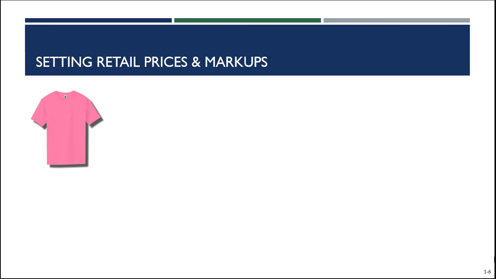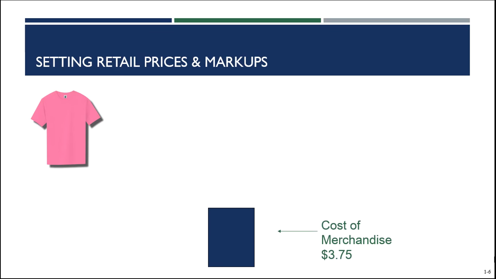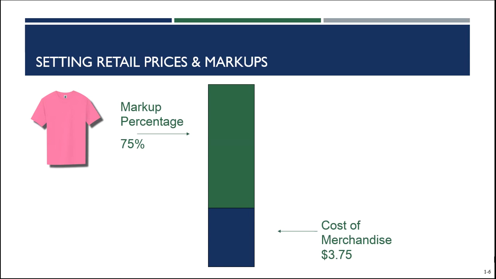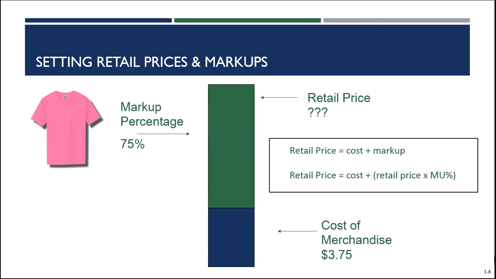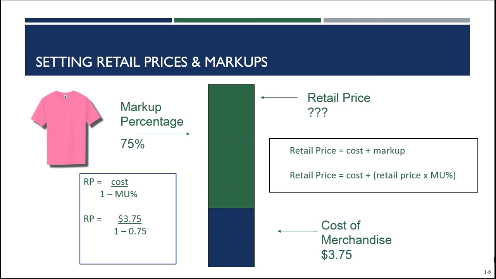Let's do another example. Let's look at this pink t-shirt. If I'm Target, I probably buy this t-shirt from Hanes for $3.75. I know that the markup percentage for women's clothing is about 75%. So how much should I sell that shirt to my customers for? Well, let's remember our equation. Retail price equals cost over 1 minus the markup percentage. So your math should look like this. $3.75 divided by 0.25. So the cost of this shirt to the consumer, the retail price, is $15.